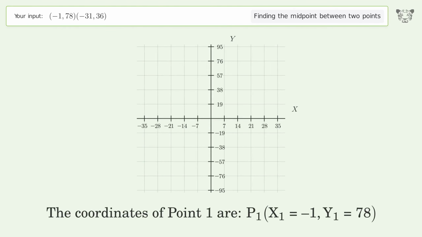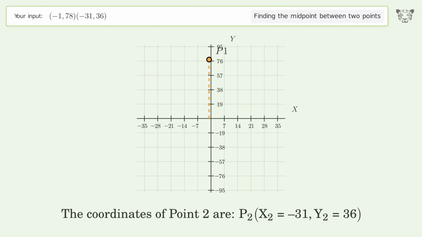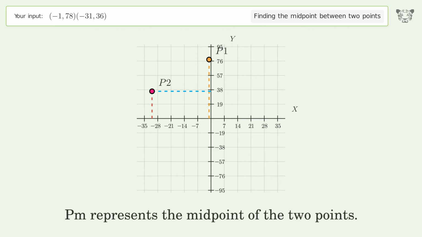The coordinates of point 1 are x1 equals -1, y1 equals 78. The coordinates of point 2 are x2 equals -31, y2 equals 36. PM represents the midpoint of the 2 points.